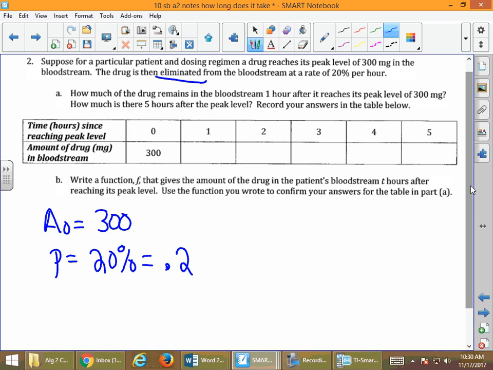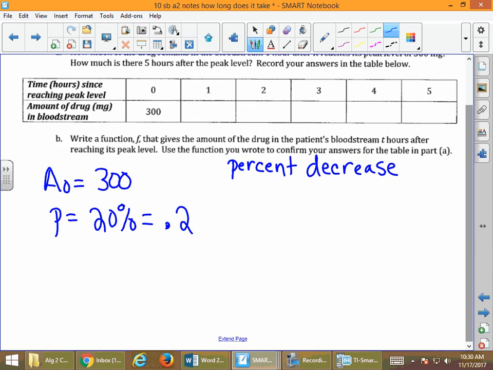And this type of problem here is a percent decrease problem. And when we fill this in, it's going to be the amount over time equals the original amount times 1 minus p, written in decimal form, 1 minus p to the t. And if we can get that written, we can type that into our calculator and we can fill in a chart.